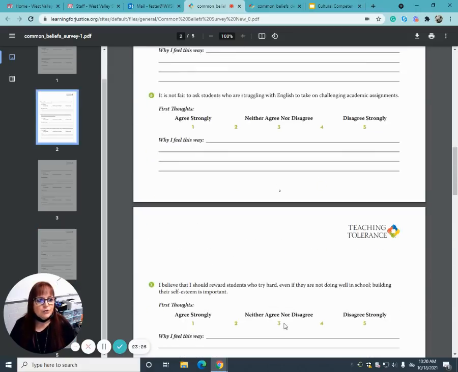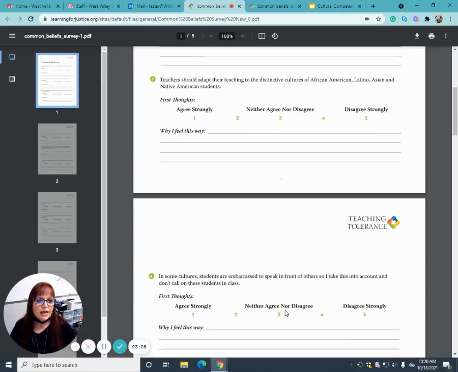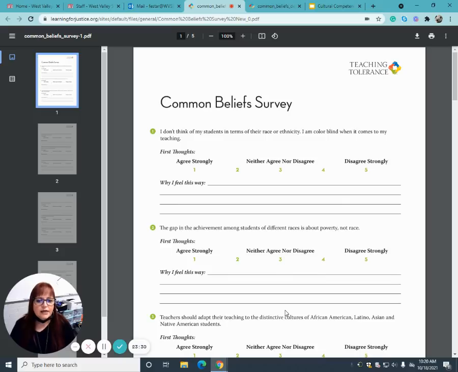So as you go through, please just answer how you feel and tell why. There's no right or wrong. However, Teaching Tolerance just goes over believing a certain way, and how it could affect our students in a negative way.